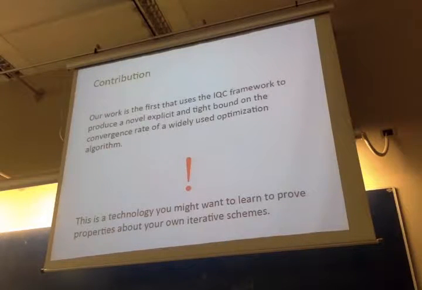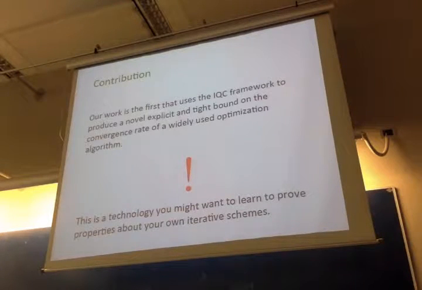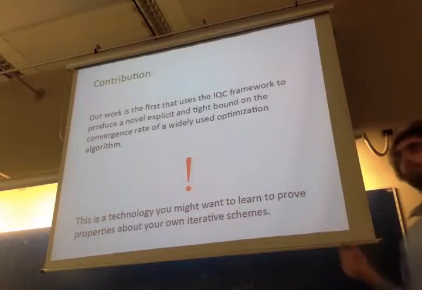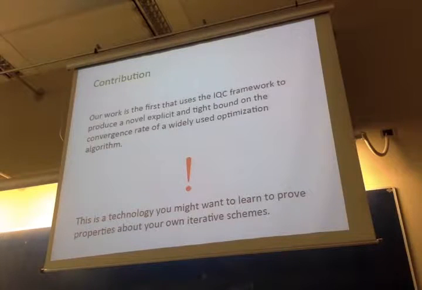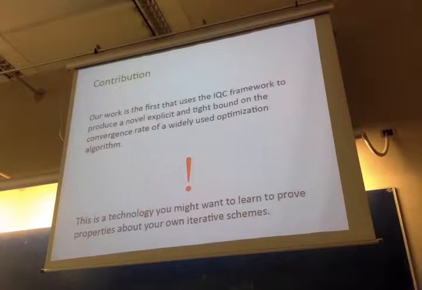And so our work is kind of the first work that uses this framework to actually produce novel and tight bounds on the convergence rate of a widely used optimization algorithm. Okay, so typically this framework has been used to produce numerical bounds, but not closed form expressions. We're the first ones to be able to extract something useful and not known out of it. And as I said, these are technologies that you might want to learn because it's always the same. You kind of follow the recipe and you get things out.